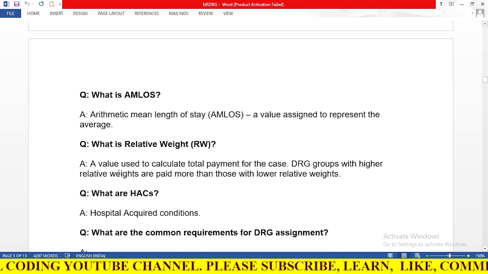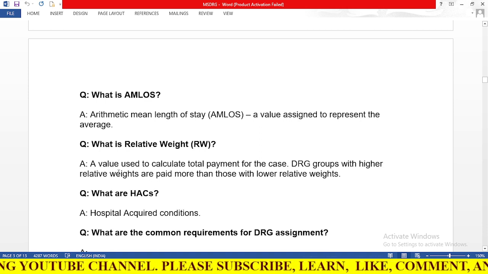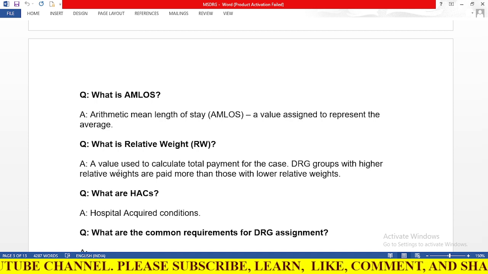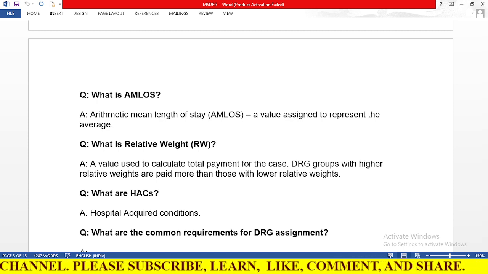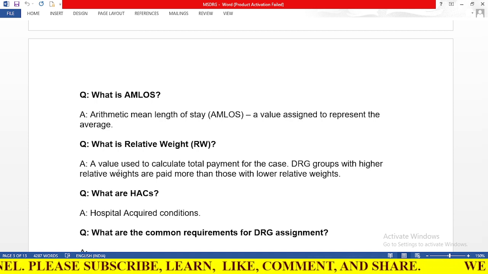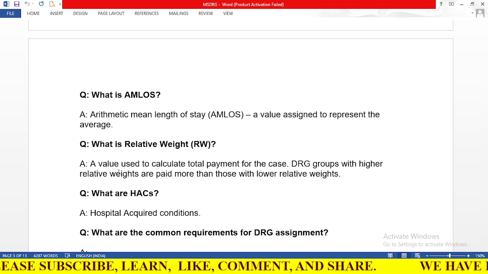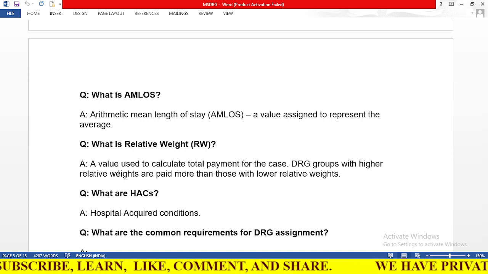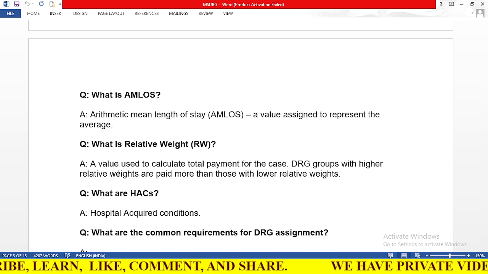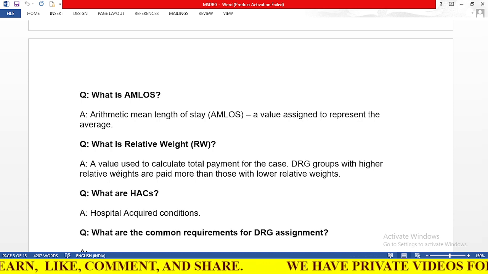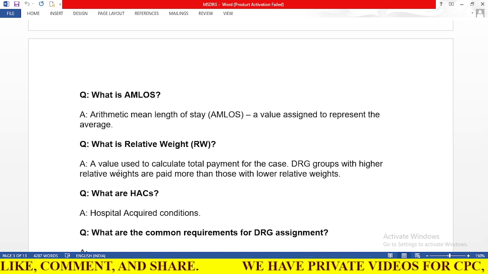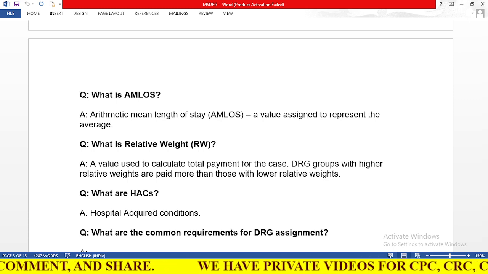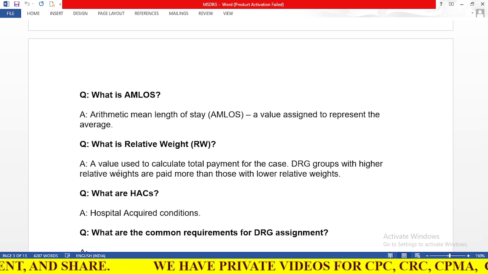So what is relative weight? A value used to calculate total payment for the case. So DRG groups with higher relative weights are paid more than those with lower relative weights. So obviously if the condition has higher relative weights, they will get more payment than the DRGs with lower relative weights.